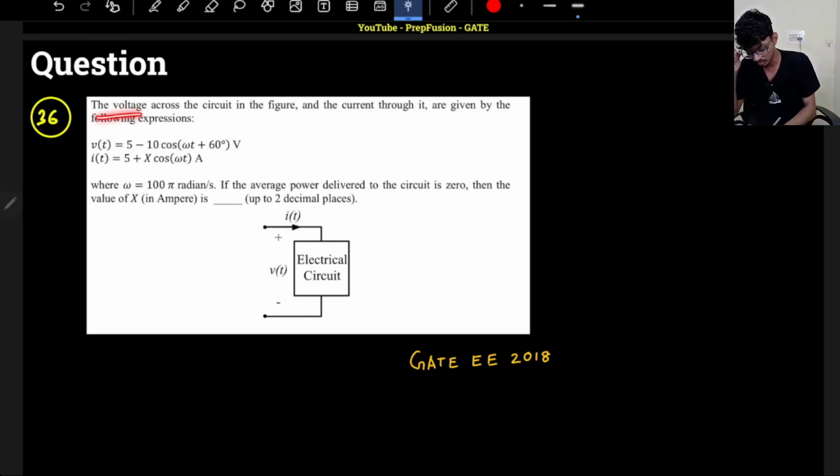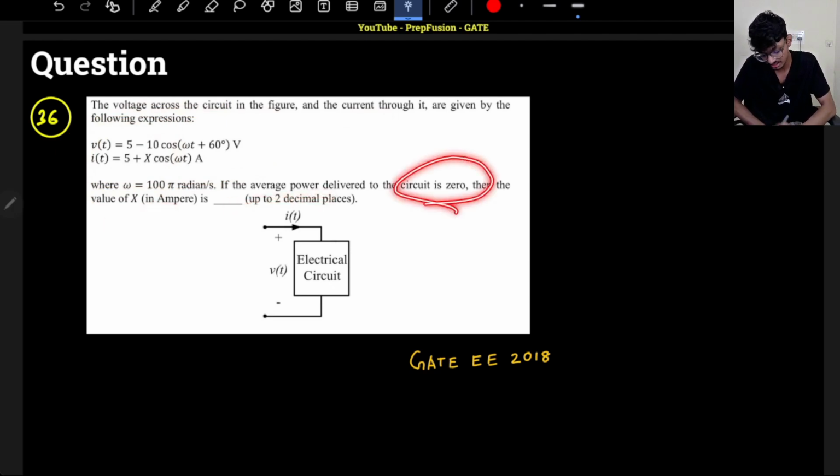We have the voltage across the circuit in the figure, and the current through it is also given. It has a DC component and an AC component as well. Omega is 100 pi. The average power delivered to the circuit is 0. How can it be possible?